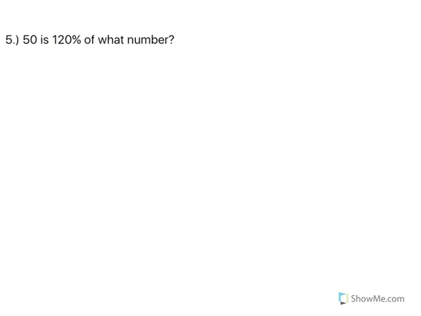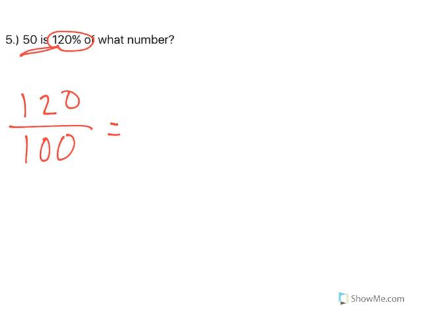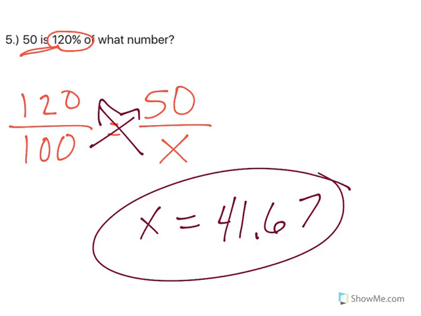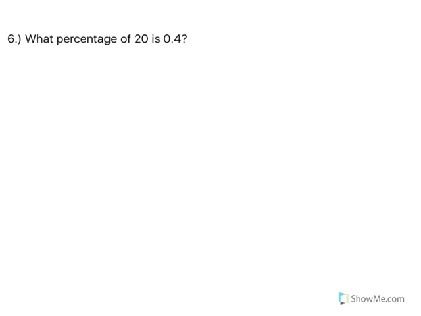Let's go ahead and change colors. I'm kind of sick of the greens. 50 is 120% of what number? Well, percent goes over 100. 50 is of what number? Well, cross multiply, and x equals 41.67. Makes sense. 120 is bigger than 100. 50 is bigger than 41.67.